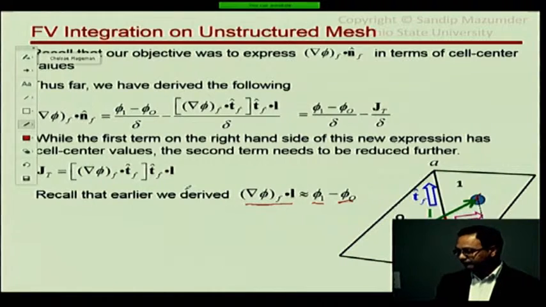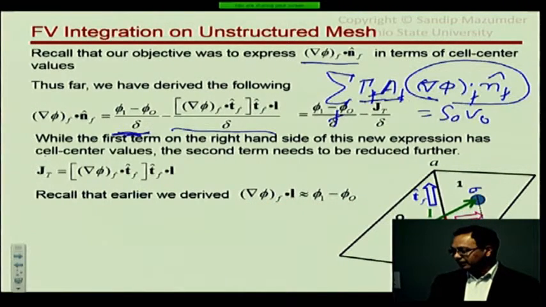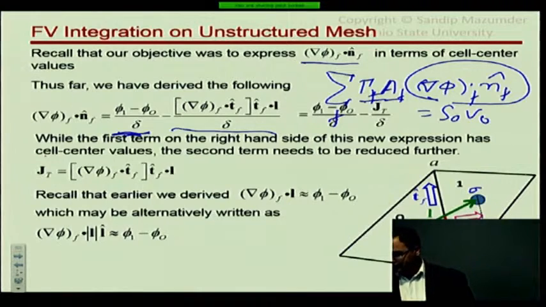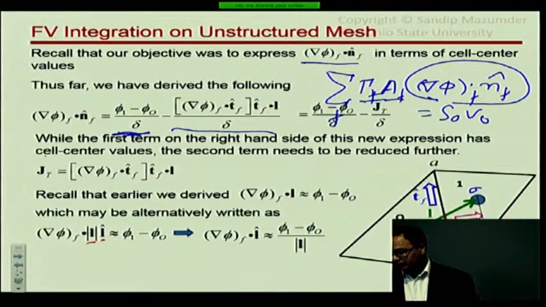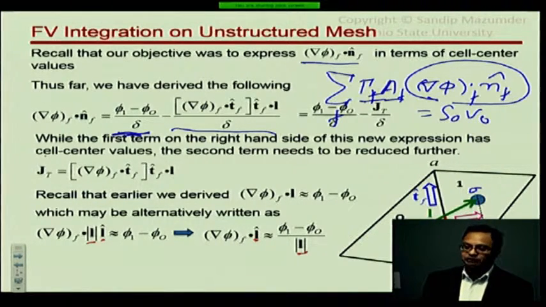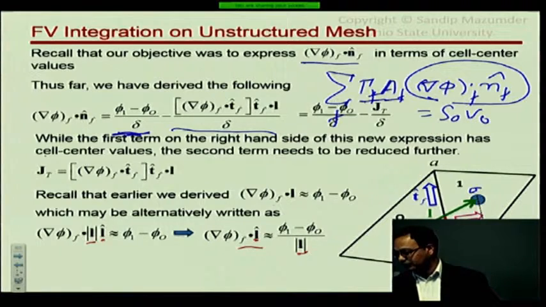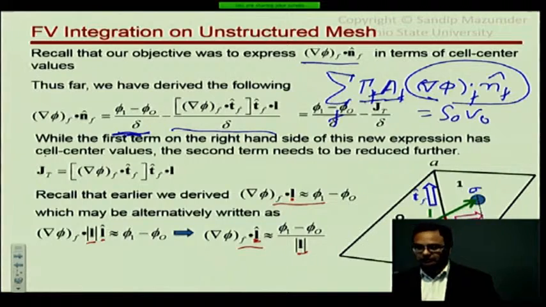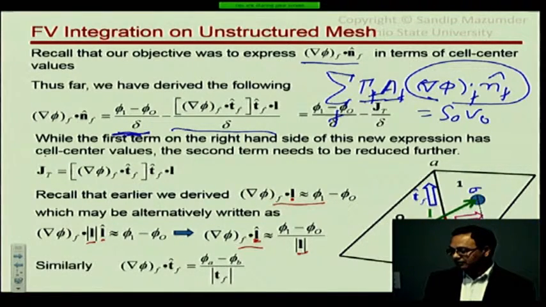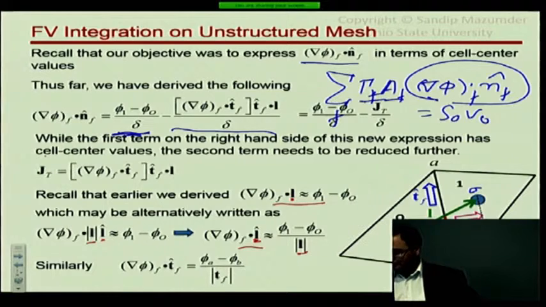Another way of writing that is saying that the L vector is nothing but the magnitude of the L vector times a unit vector in the L direction. So we can say grad phi f dot the unit vector L is phi 1 minus phi naught over the magnitude of L. That's another way of writing it. This is equivalent to that expression, except that here I have the actual L vector, here I have the unit vector in the L direction. Same thing. So similarly, we can extend that to another vector.